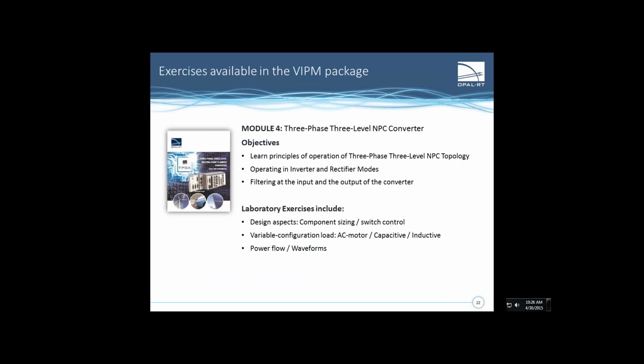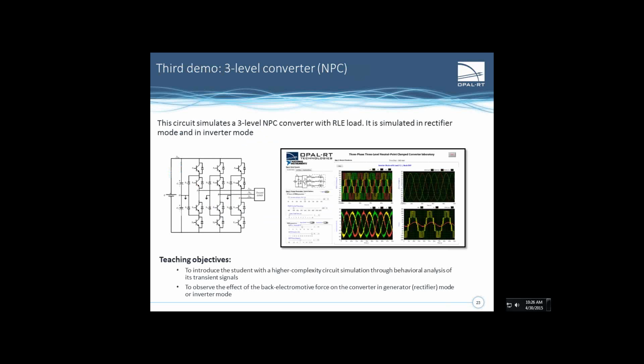The fourth and kind of the pinnacle of the teaching laboratories that we've put together is a 3-phase neutral point clamp converter. And so this is definitely the most complicated of the exercises, the most complicated of the modules, and it takes the students through the design, the component sizing, and then the configuration of an NPC implementation. So here's the screenshot from the laboratory and also the circuit diagram that's been implemented in the HIL system.